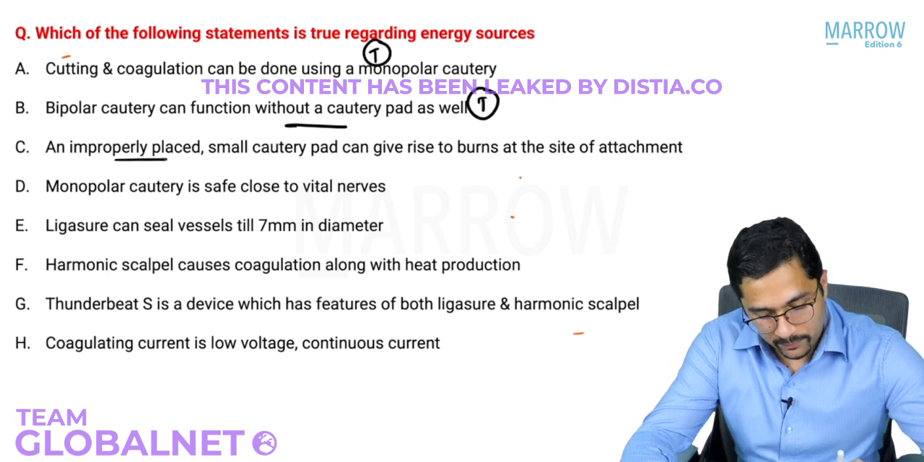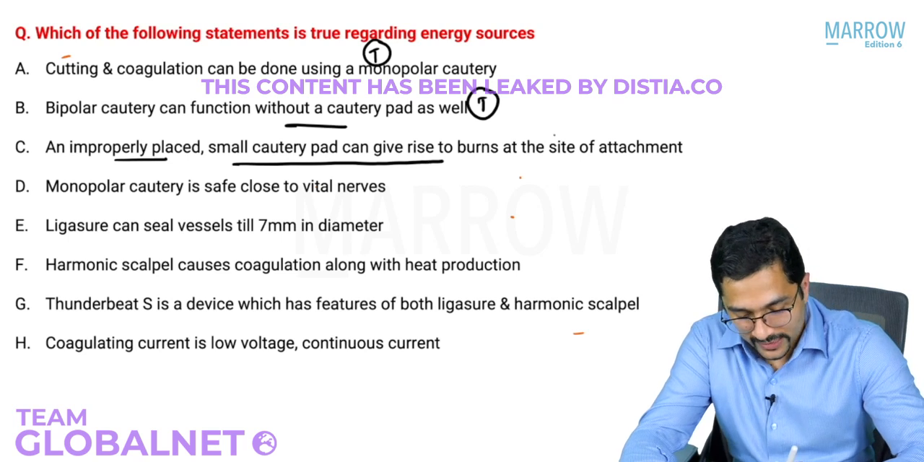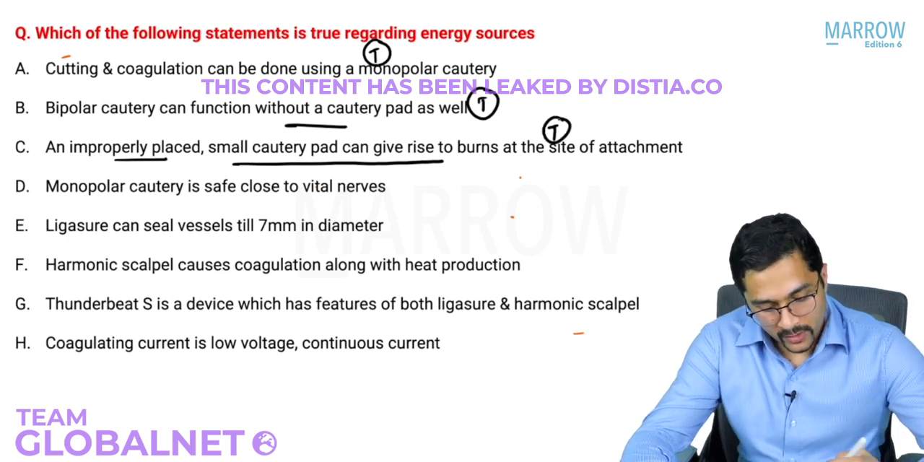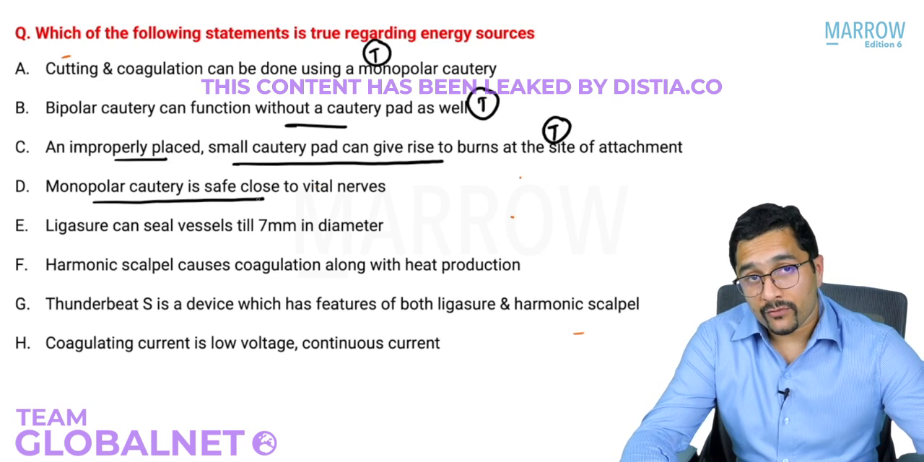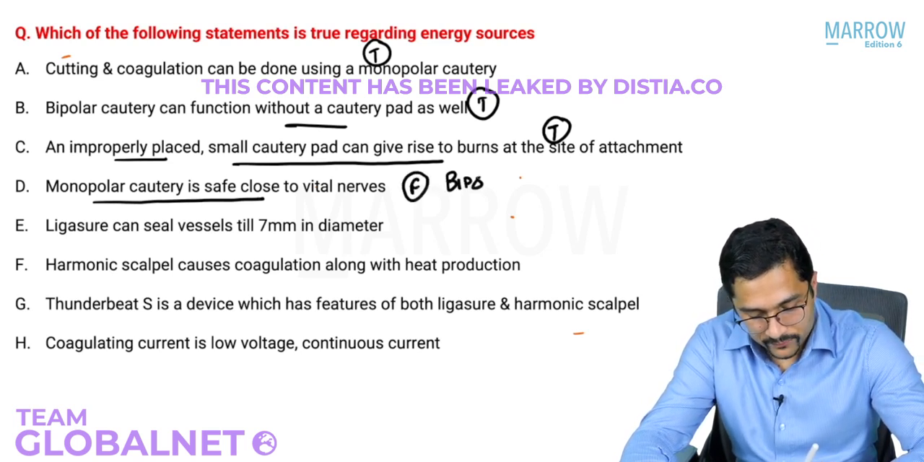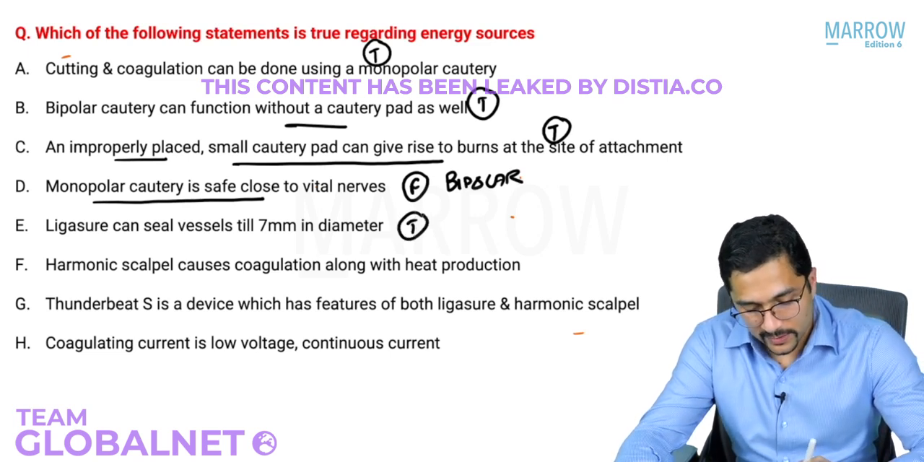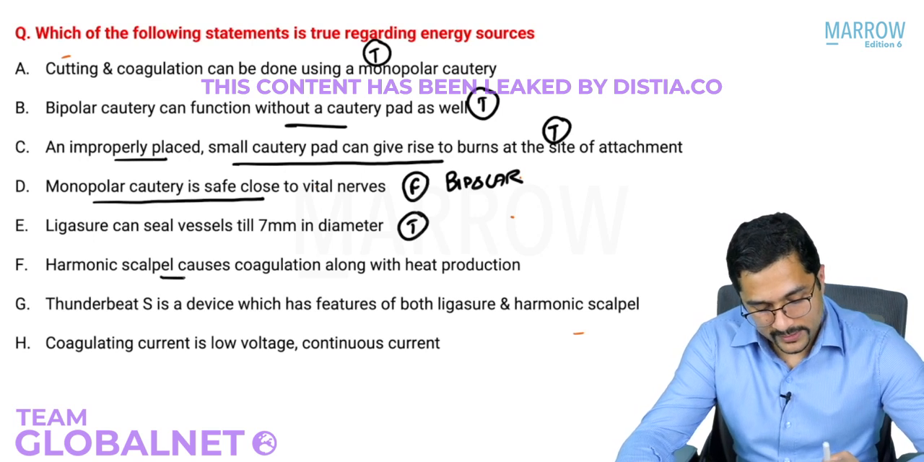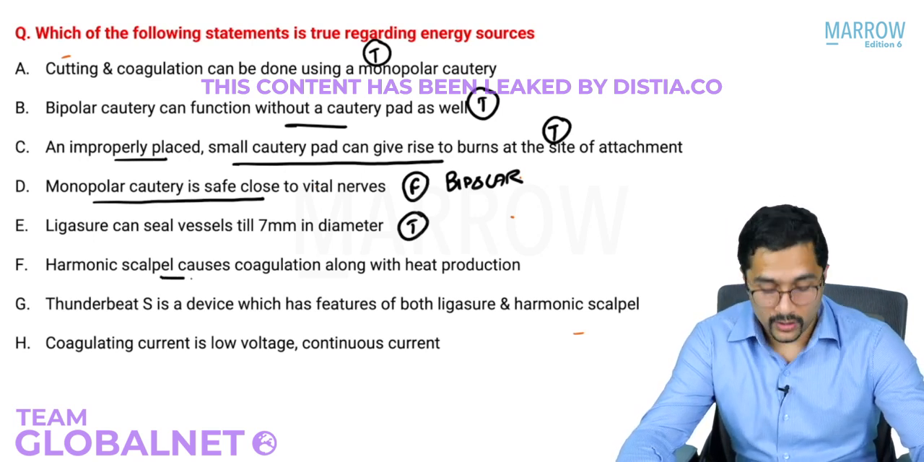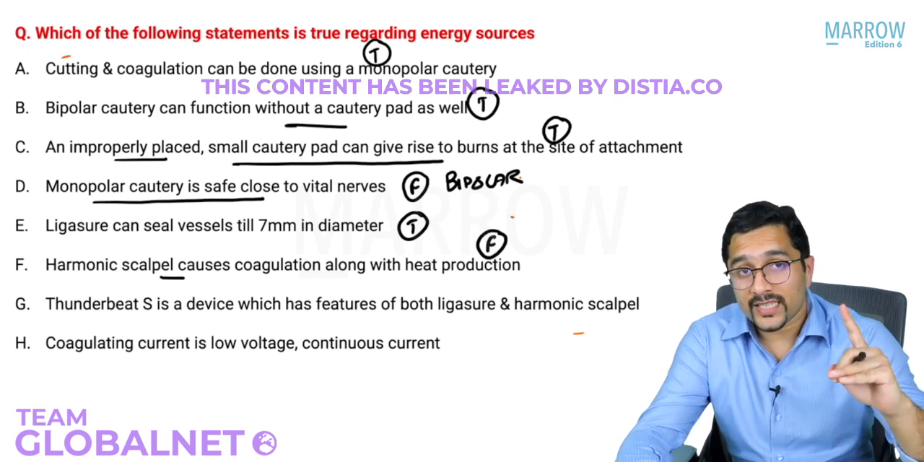An improperly placed small cautery pad can give rise to burns at the site of attachment. This is also true. Monopolar cautery is safe close to vital nerves. False. We use bipolar. Ligashore can seal vessels up to 7 millimeters in diameter. This is true. Harmonic scalpel can cause coagulation along with heat production. This is false. It does not cause heat production.